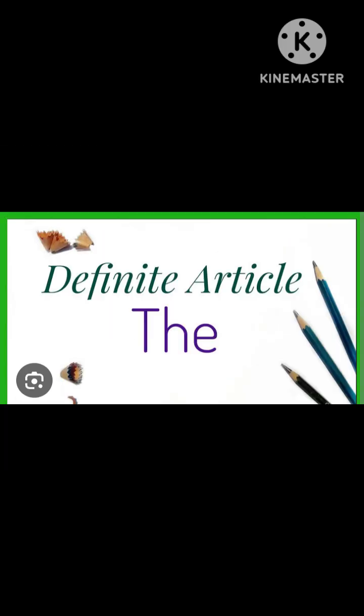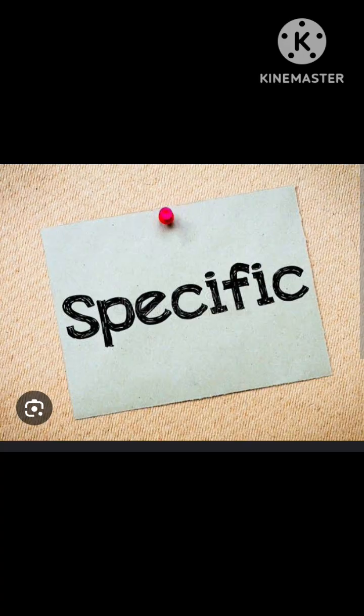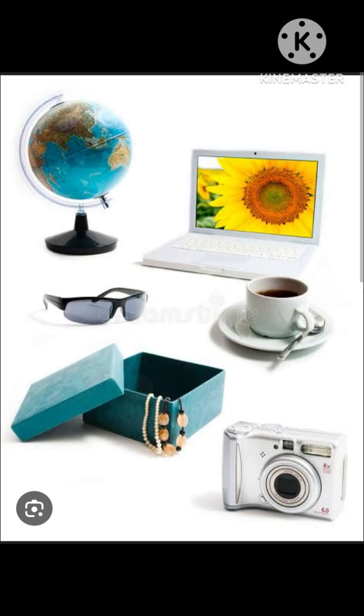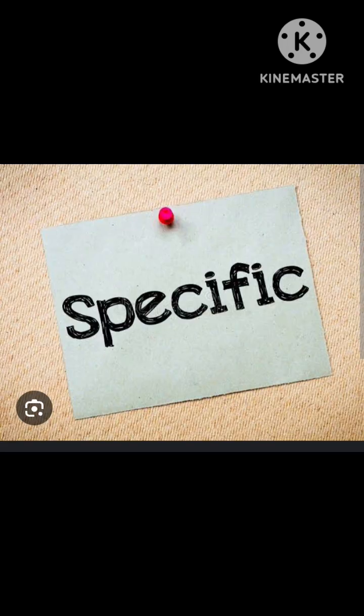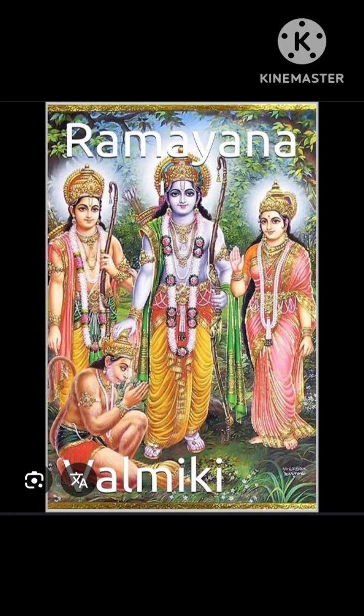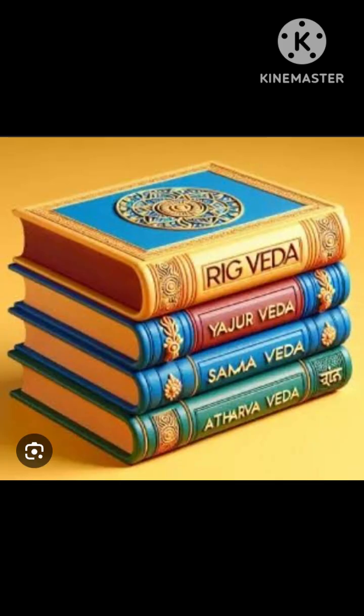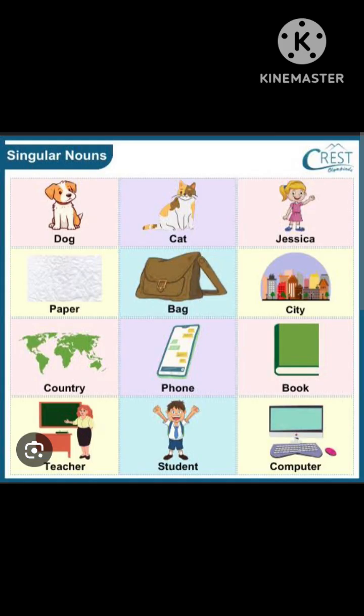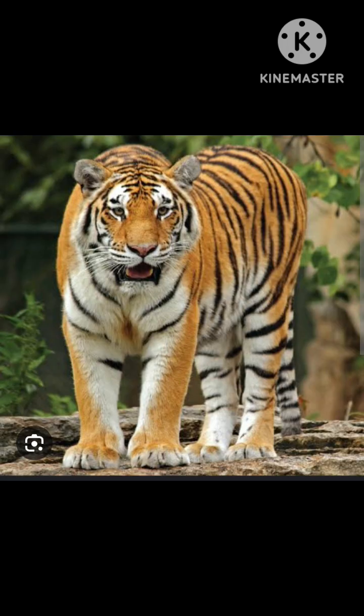Usage of the definite article. The is the definite article. So why is it the definite article? Because it refers to a specific noun. When we speak of a particular person or thing, we use the. It refers to the specific book, and also before the names of holy books like the Ramayana, the Quran, the Bible, the Vedas. When a singular noun represents a whole class, for example the tiger, meaning the whole tiger family, we say that the tiger is a very ferocious animal.